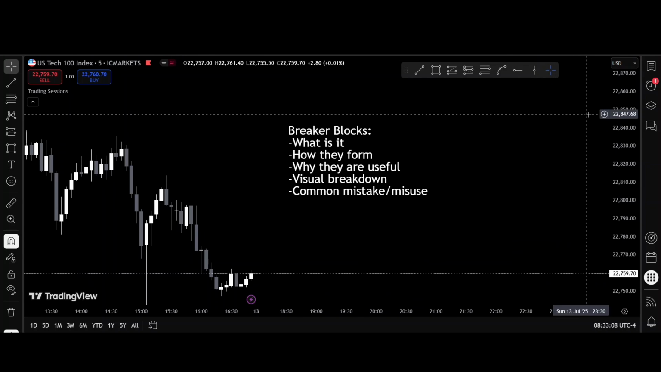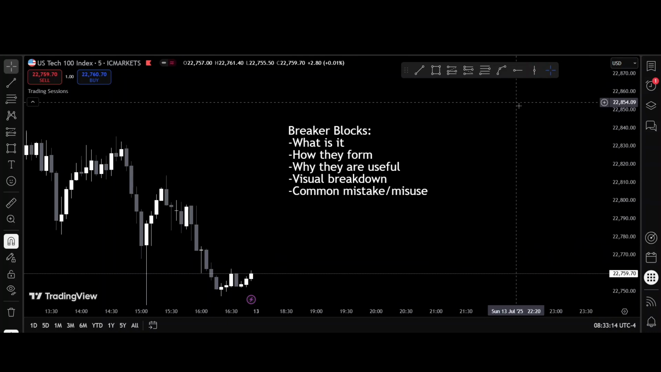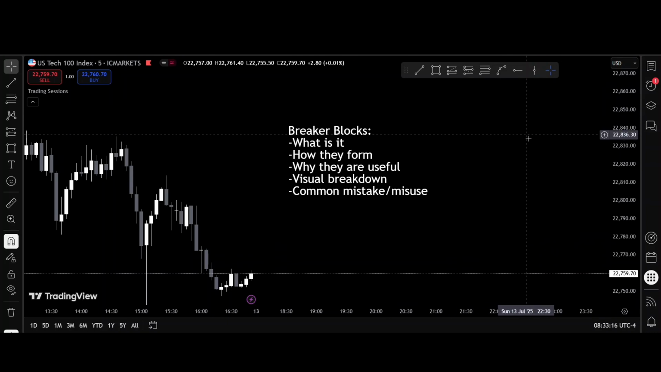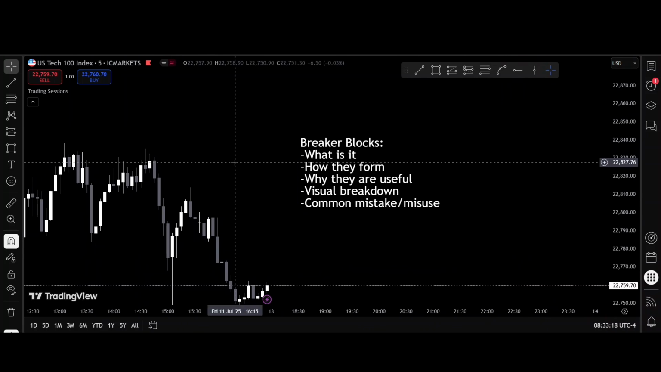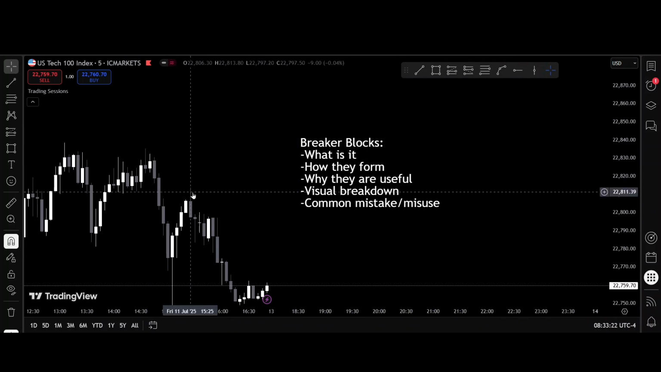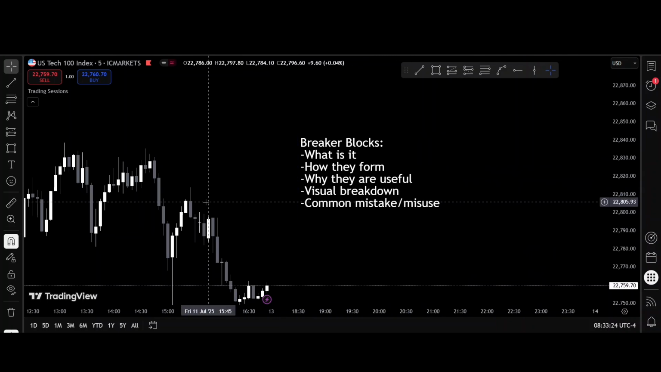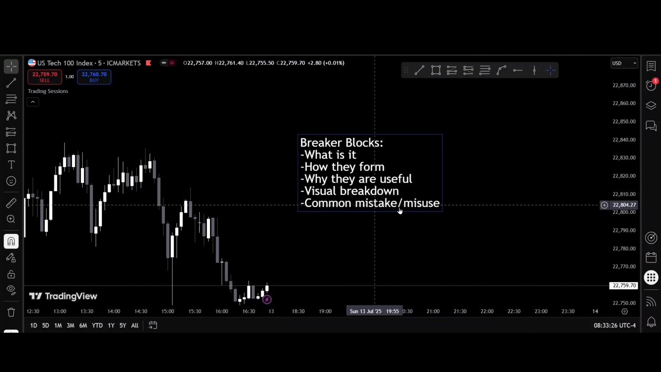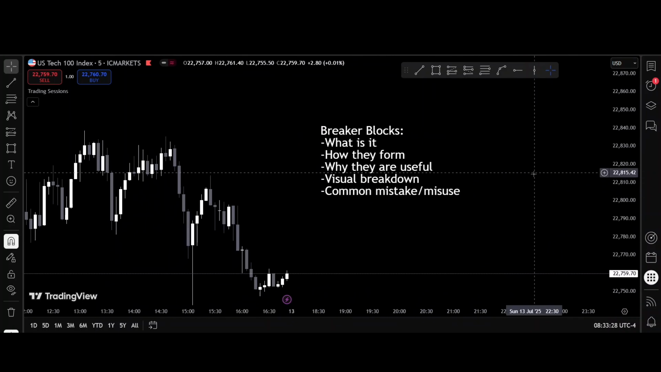Today we're gonna be getting into breaker blocks, the holy brother of the other blocks. So we're gonna be getting into what it is, how they form, why they're useful. I'll give you a visual breakdown and the common mistakes or misuse of them. So let's get into it.